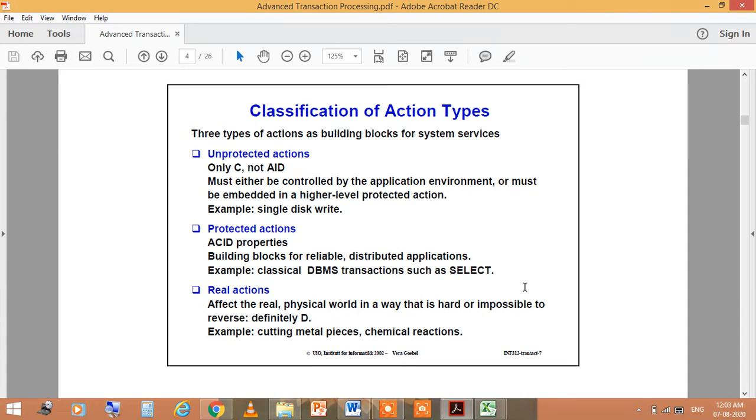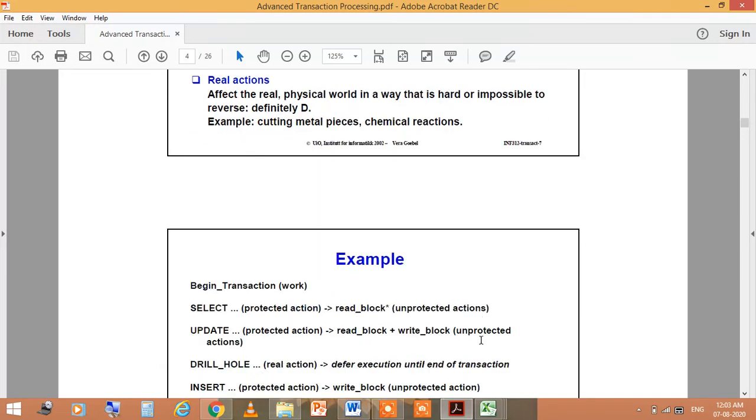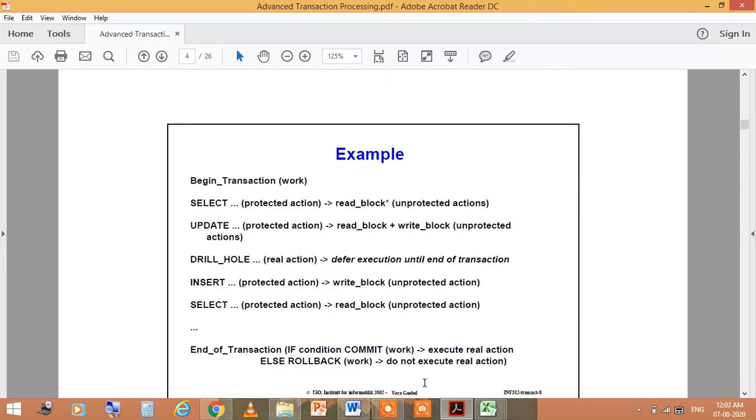And if we are talking about the real actions, they affect the real physical world in a way that is hard to impossible to reverse, definitely. Examples are cutting into pieces, chemical reactions, etc. Then we come to the examples of these, such as begin transaction and work, reflect.